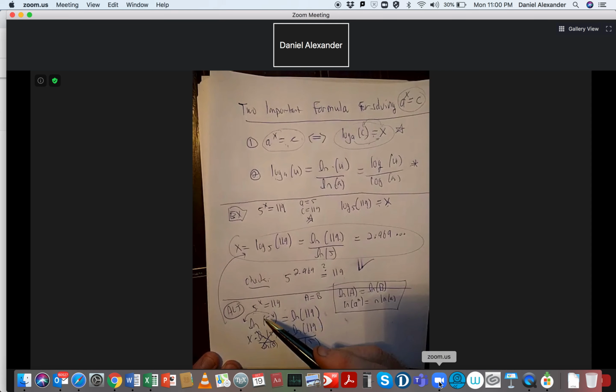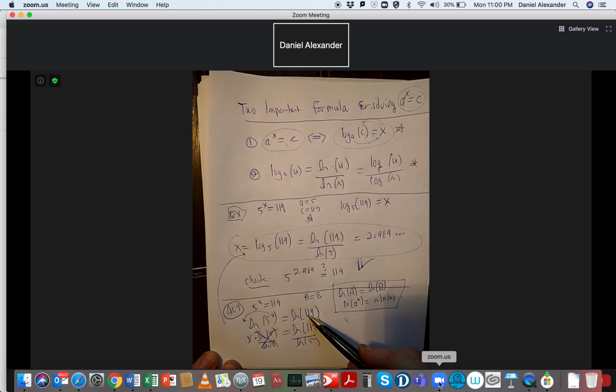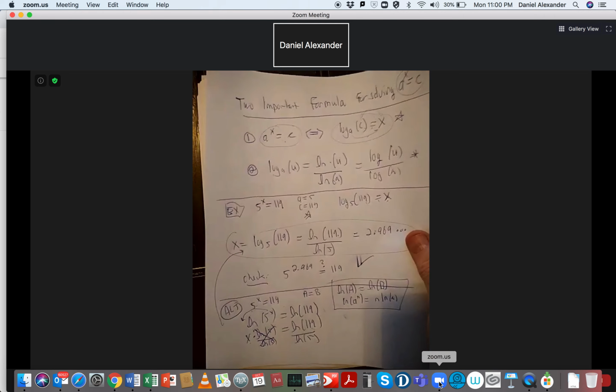It's just a different way of doing it. Just to review it, I start with what's equal. I take logs of both sides, bring the exponent down, and then I have a log equation, and then I divide each side by the logs. Okay, we'll do another example.